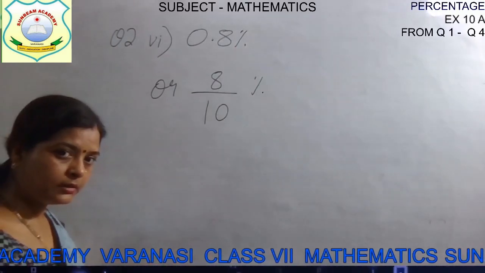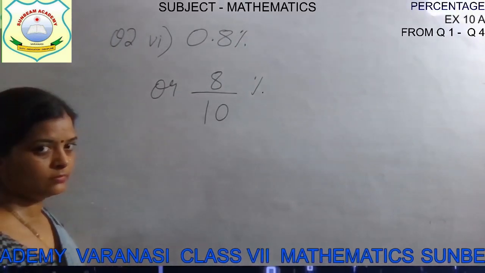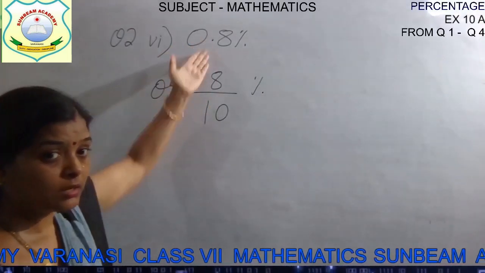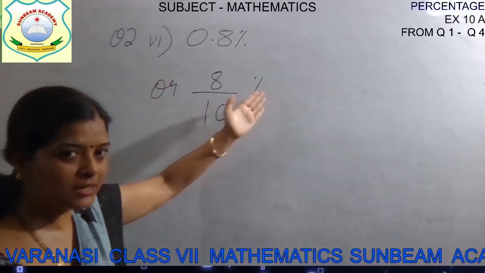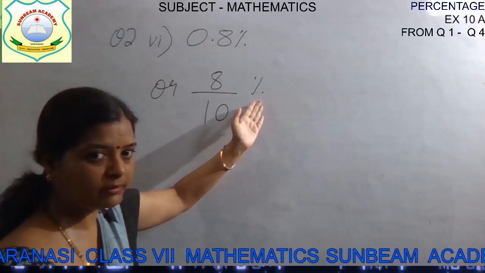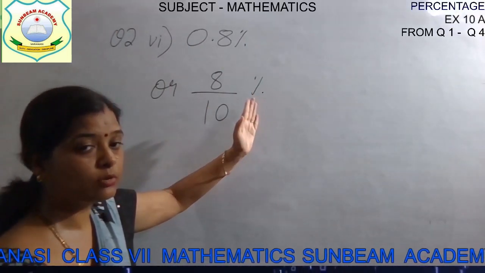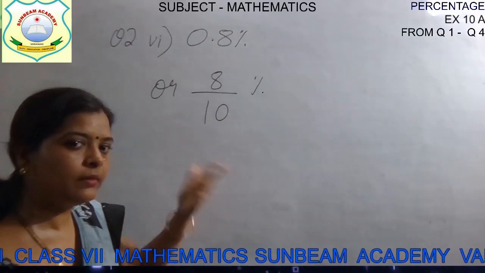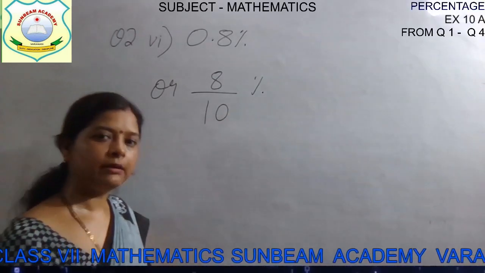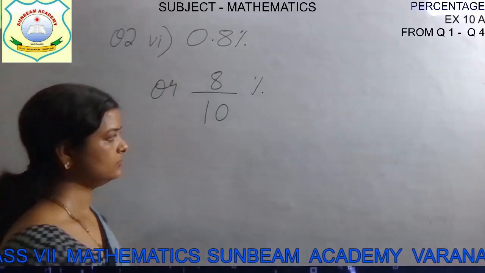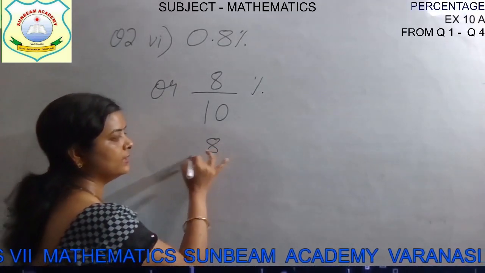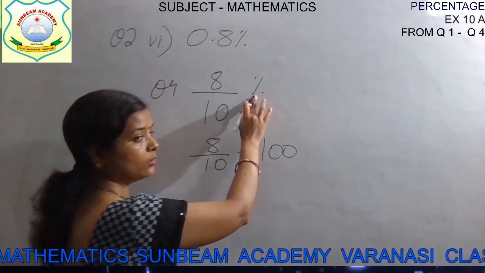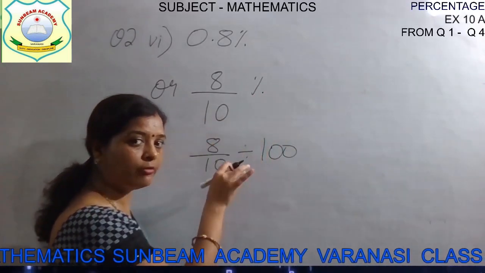Now convert it into fraction. You may feel, ma'am, what have we done right now? It is in fraction now, but the percentage sign is still there. So we have to deal with this also. Percentage means out of 100. Divide it by 100 first, and whatever the solution is, that will be our answer. So 8 by 10 divided by 100. Why divided by 100? Because percentage means out of 100.